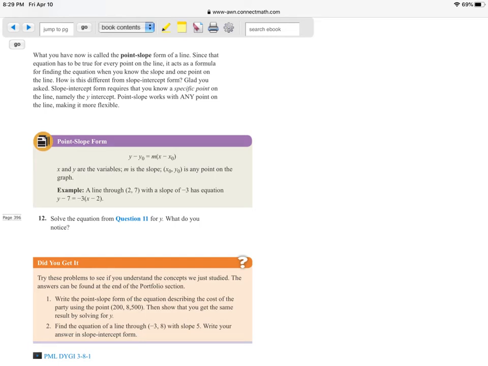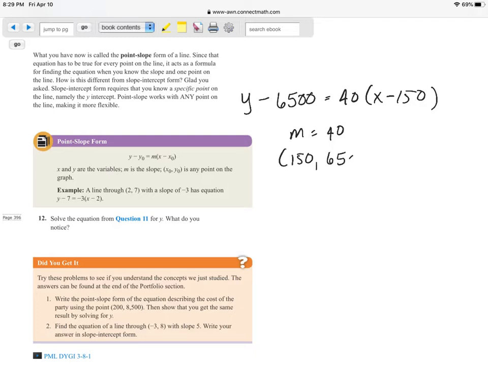All right, what you have now is called the point slope form of a line. I'm going to write what we have now from number 11 just to give ourselves some context, right? Point slope form of a line. So remember, our slope was 40 and the point we used was 156,500.